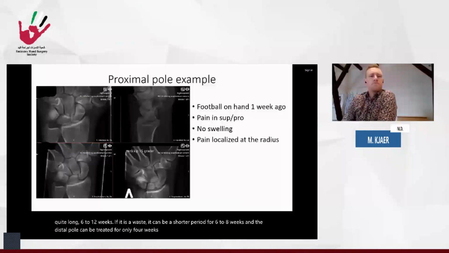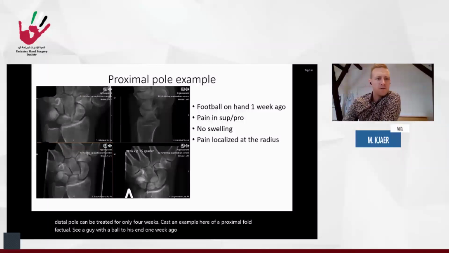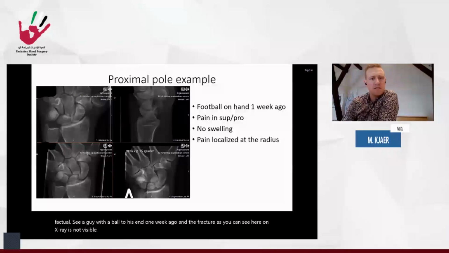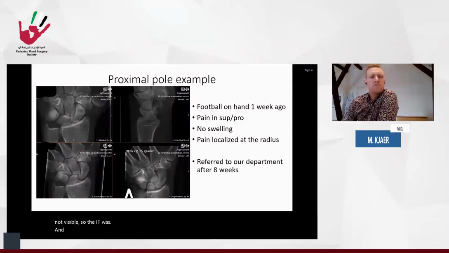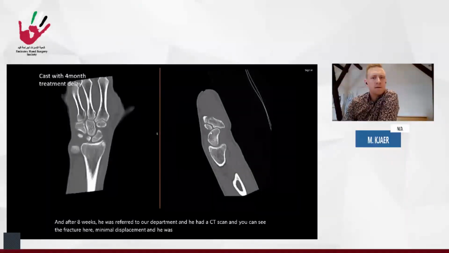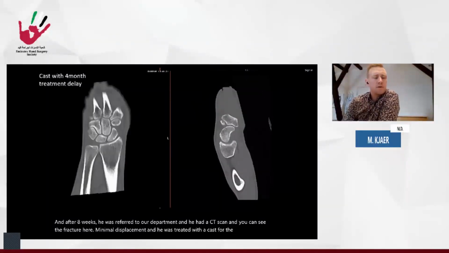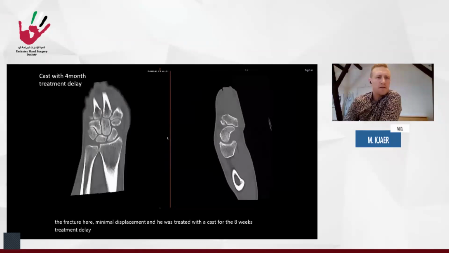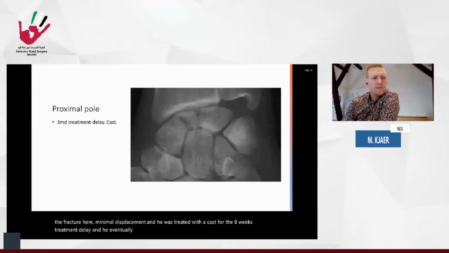An example here of a proximal pole fracture was a guy with a fall to his hand 1 week ago, and the fracture, as you can see here on X-ray, is not visible, so it was overlooked. And after 8 weeks, he was referred to our department, and he had a CT scan, and you can see the fracture here, minimal displacement, and he was treated with a cast with an 8 weeks treatment delay, and he eventually united. Another case here is a patient with a 3-month treatment delay.